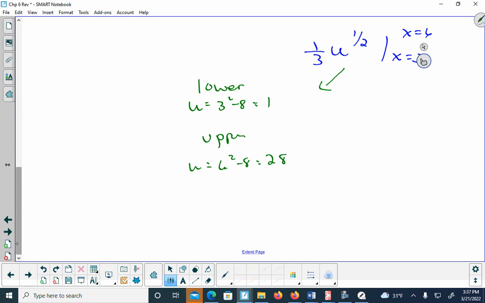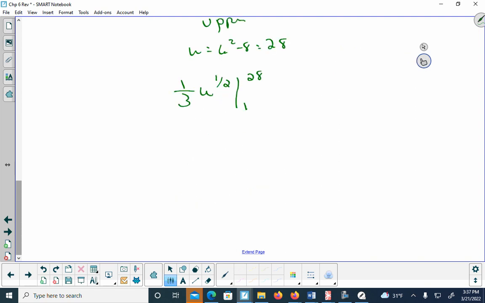So if I do this, I'm going to do 1/3 u to the 1/2, and then my lower limit is 1, my upper limit is 28. So I am going to have 1/3 the square root of 28, minus 1/3 times the square root of 1. So I'm going to have the square root of 28 over 3 minus 1/3. Well, that's just messy, so I made it a decimal, and that was 1.439.